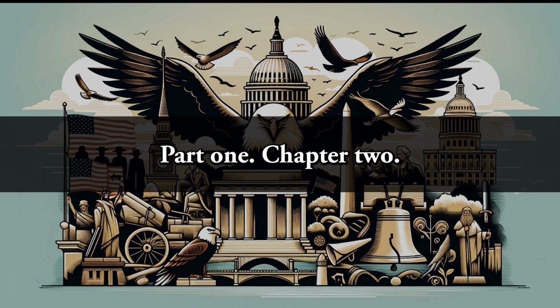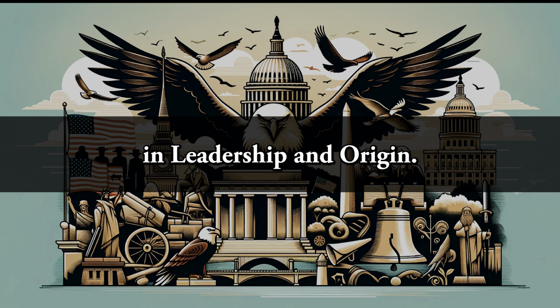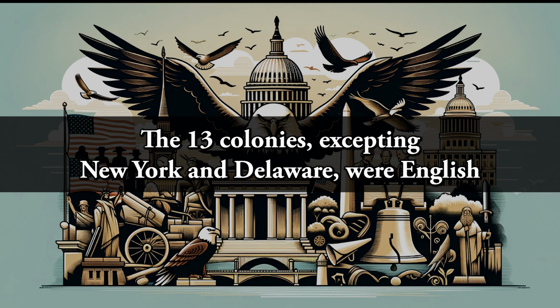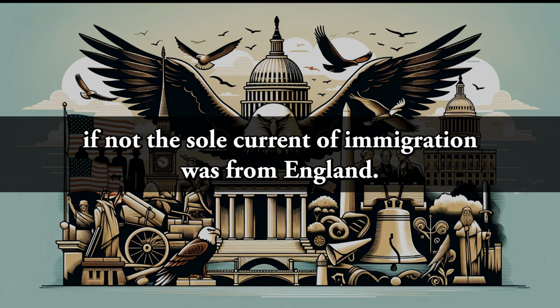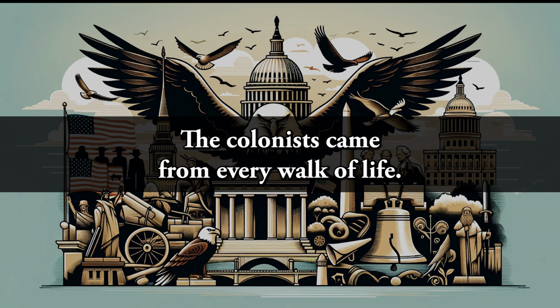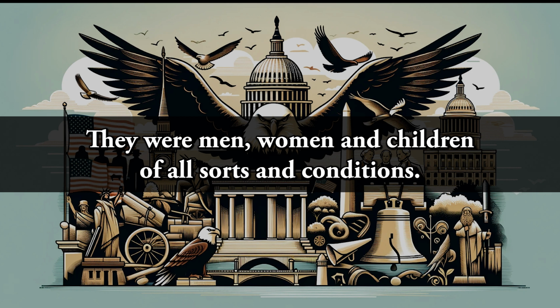Part 1, Chapter 2. The Colonial Peoples. The English. In leadership and origin, the 13 colonies, excepting New York and Delaware, were English. During the early days of all, save these two, the main, if not the sole, current of immigration was from England. The colonists came from every walk of life. They were men, women, and children of all sorts and conditions.